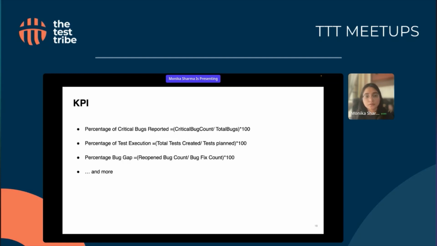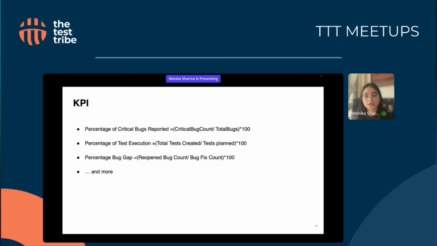There are many KPIs or metrics we can report, but I have taken three because I feel they are more relatable. First is the percentage of critical bugs reported, which equals critical bug count divided by total bugs. Second is the percentage of test execution, which equals total tests created divided by tests planned. Then bug gap, which is reopened bug count divided by bug fix count. This bug gap is comparatively more important than the above two.